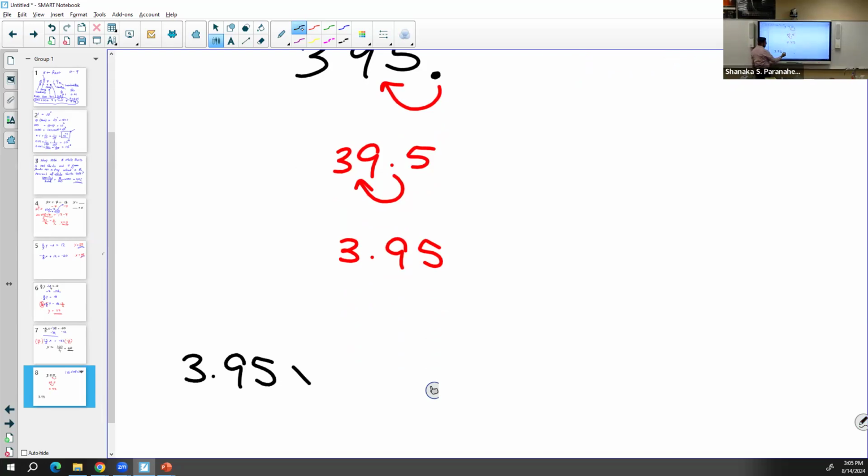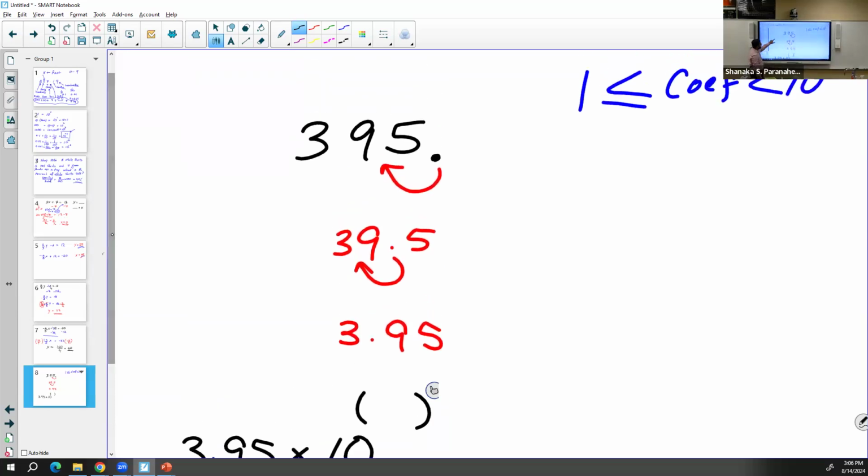The second component is the base. Our number system is in decimal form, so the base is always 10. And then we need an exponent, and the magnitude of the exponent is going to be the number of times that you shifted the decimal place. From here to here, we shifted our decimal place 2 times. The magnitude of the exponent is 2, and next one is the sign.